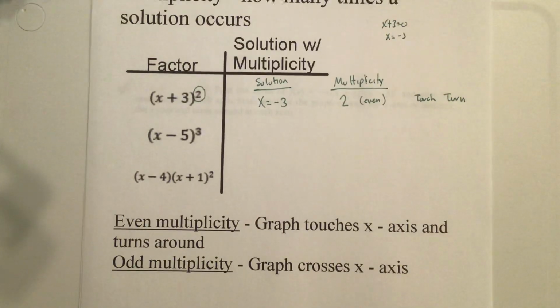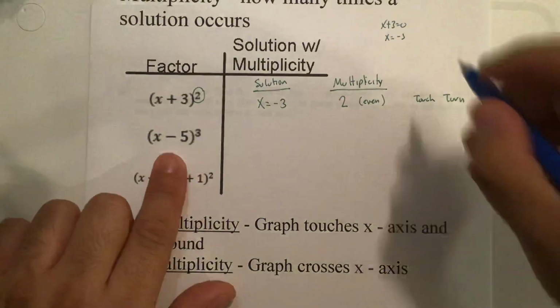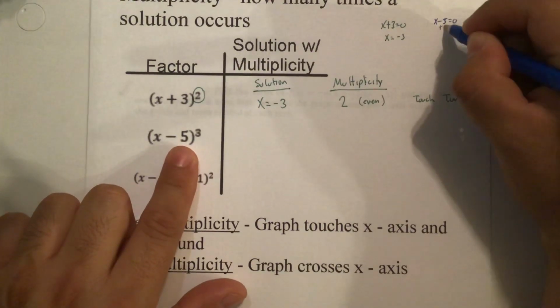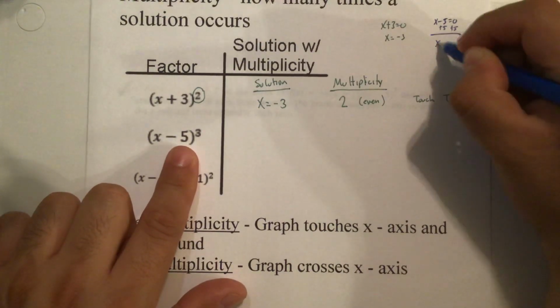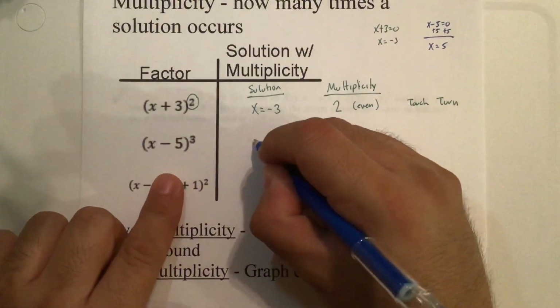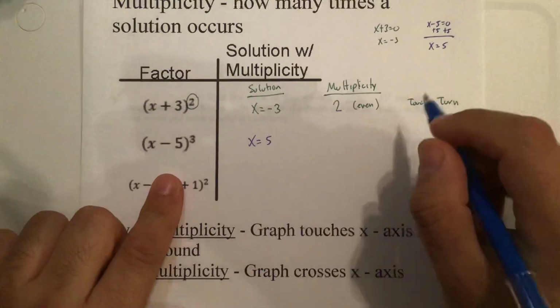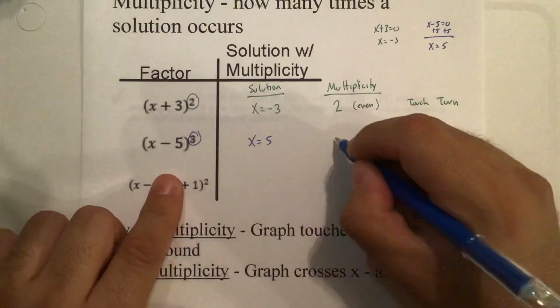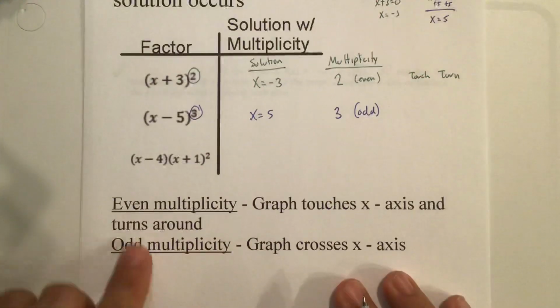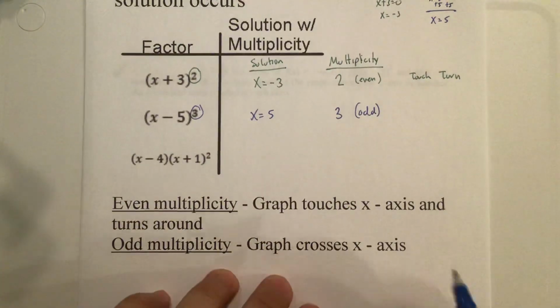For the next one, we're going to solve x minus 5. It's cubed, but we're only worried about x minus 5 equals 0. We add the 5 to both sides, and x equals positive 5. So for this one right here, x equals 5. That's my solution. The multiplicity is right here, it's 3, and that number is odd. So I refer over here, odd multiplicity, the graph crosses the x-axis.